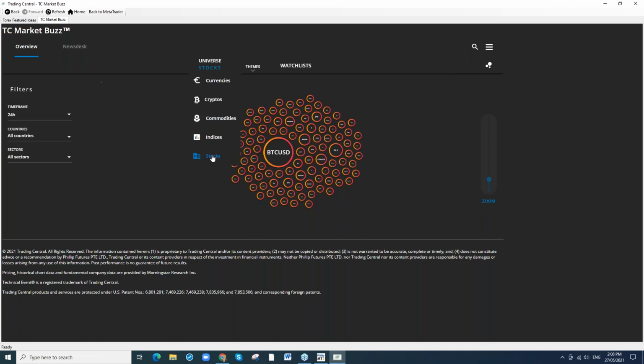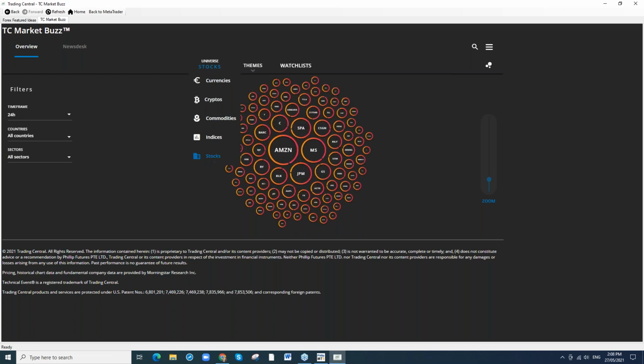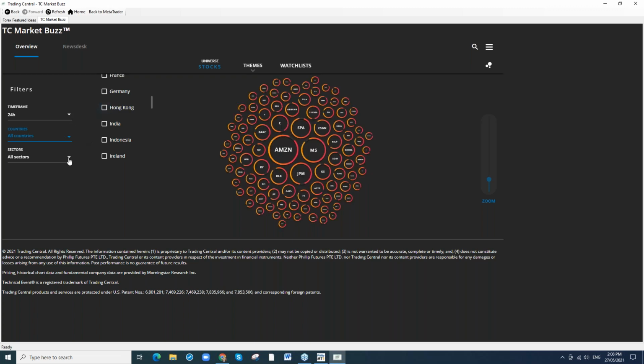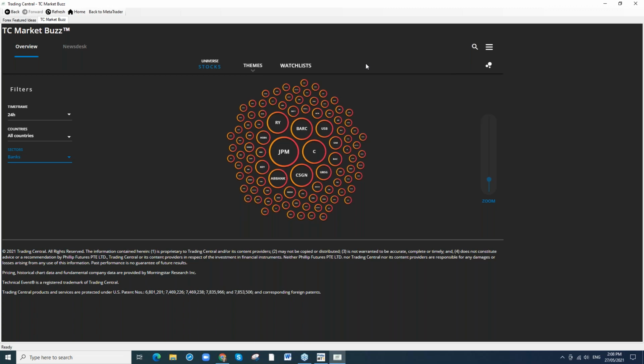If you, for example, go to stocks, you can also filter by countries. So for example, if you are interested only in Hong Kong, you just tick and you get the specific assets just from Hong Kong. Or you can also filter by sectors. So if you are into banks, you get just the bubbles with the banking sector.